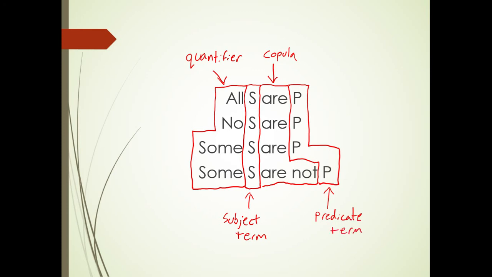So you have the quantifier, the subject term, the copula, and the predicate term. And that's going to be the way we analyze these for the rest of this section. So what we can do is use these component parts to tell us quite a bit about the categorical propositions.